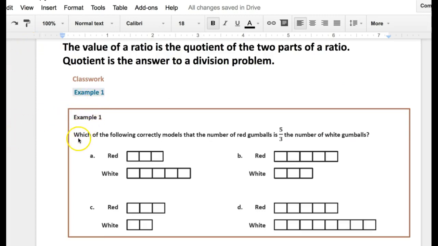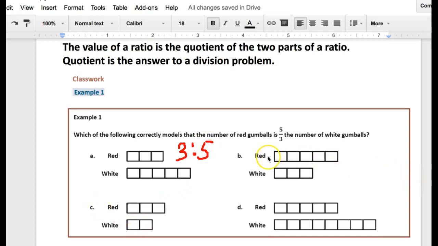Our classwork example 1 is, which of the following correctly models that the number of red gumballs is 5/3 the number of white gumballs? Well, the first thing we probably want to do is look at all these tape diagrams and decide what the ratios are for these tape diagrams. Our first tape diagram has 3 red gumballs, so we write the number 3 to 5, because that's our ratio. Red is first and white comes second, so our numbers work out.